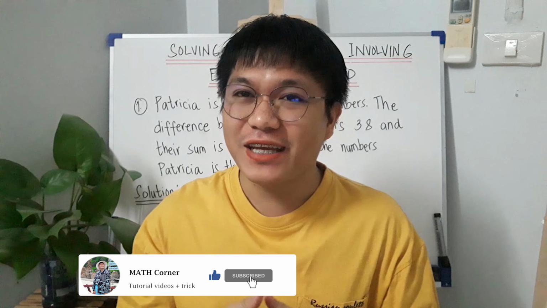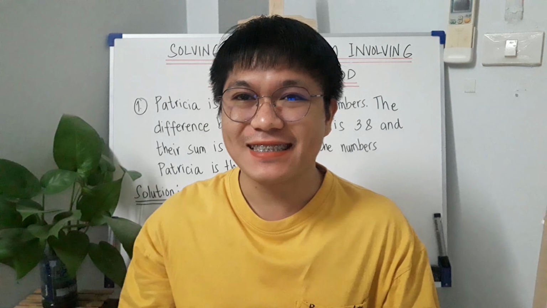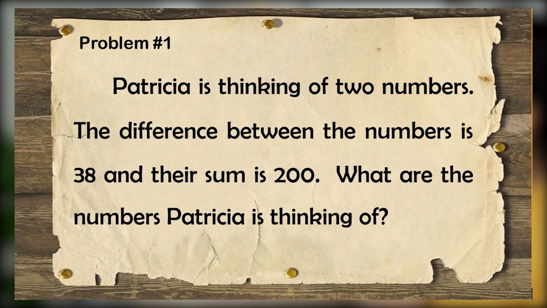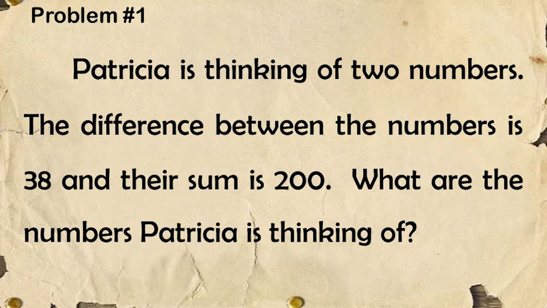Now, for today's video, I'm gonna teach you how to solve word problems in mathematics involving the elimination method. Let's take a look at this example. Patricia is thinking of two numbers. The difference between the numbers is 38, and their sum is 200. What are the numbers Patricia is thinking of?